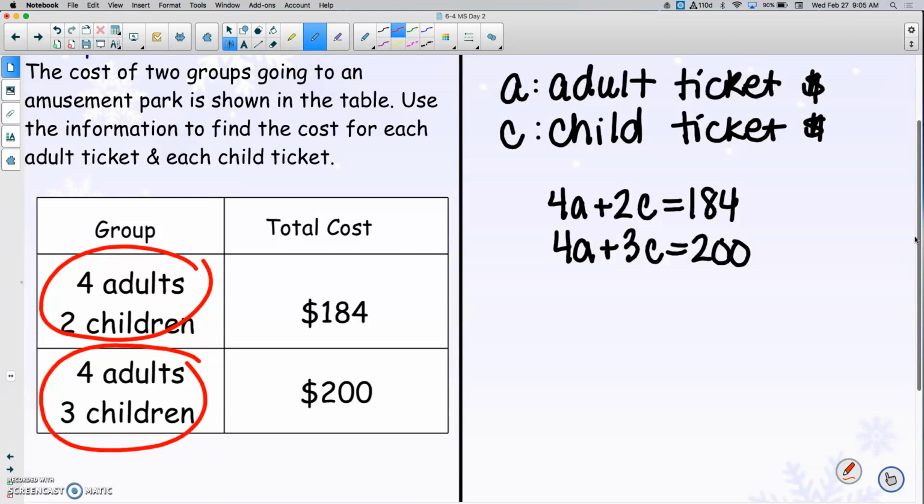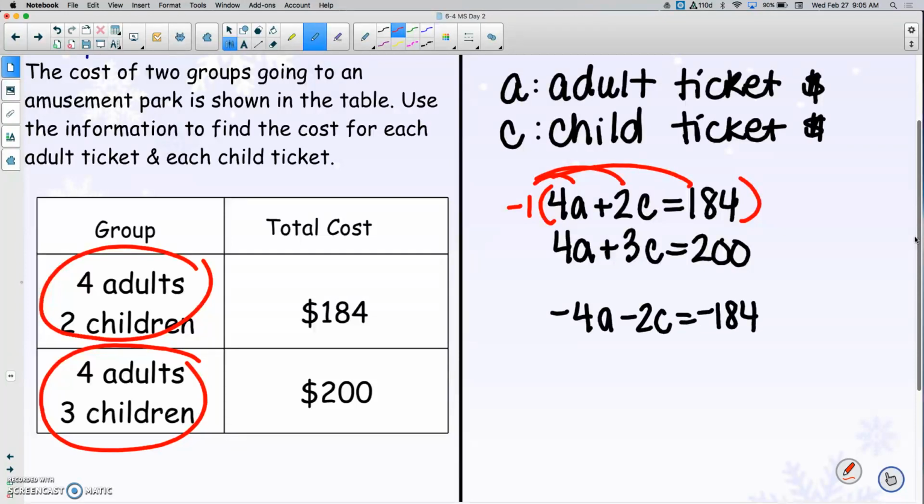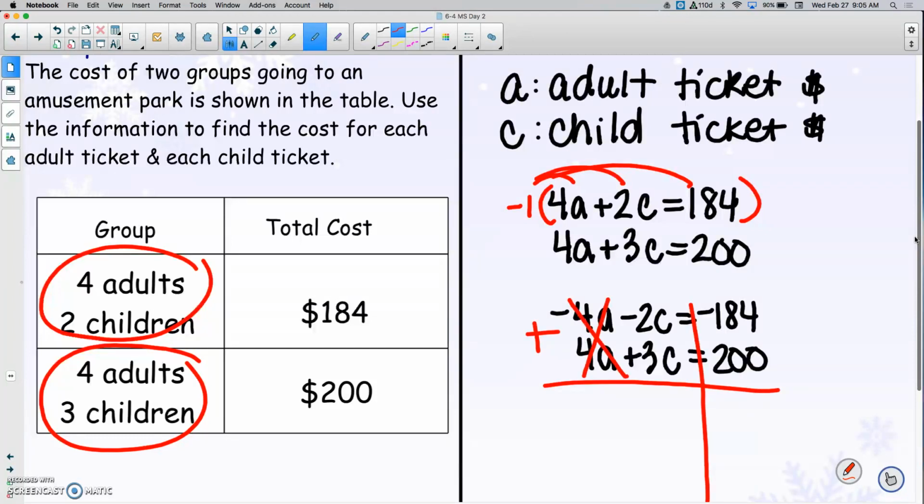Now looking at these coefficients, you can choose if you want to eliminate the A's or the C's. I am going to just multiply the top equation by -1 because that will eliminate the A's. So I'll get -4A, -2C, and -184. My second equation doesn't have to change. If you choose to eliminate the C's instead, which is totally fine, you would want to turn them into 6's.